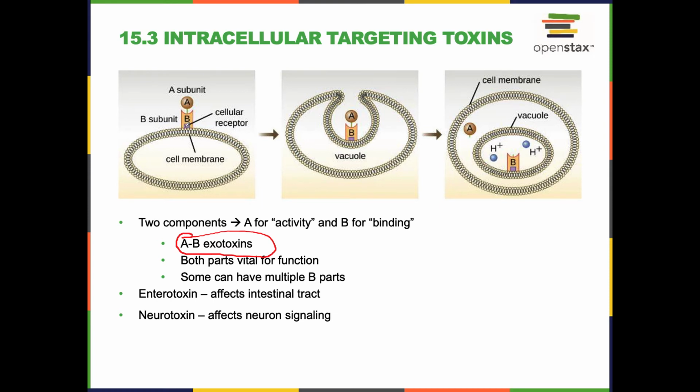So the B will bind to our cell receptor, and then the A somehow, and there are many ways this happens, needs to get to the inside. Once it's on the inside, it'll goof around and do whatever it does, whatever role this toxin plays. So we can have things like enterotoxins that affect intestinal tracts, neurotoxins that affect neuron signaling. Whatever the case may be, it's the B component that binds. And some exotoxins, by the way, have multiple B components. And then the A component is the activity, okay? Once it's inside, stuff happens.